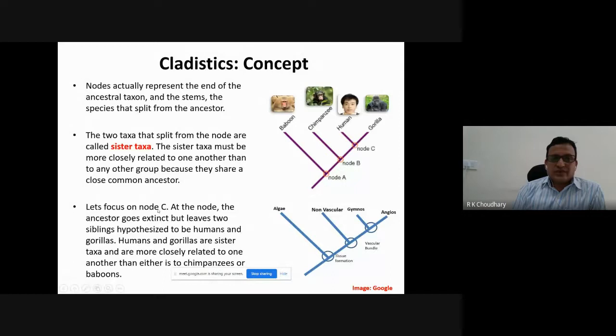So now focus on node C. At the node, the ancestor goes extinct but leaves two siblings hypothesized to be humans and gorillas. Humans and gorillas are sister taxa and more closely related to one another than either is to chimpanzees or baboon. So if I ask you, is gorilla most closely related to baboons or to humans, your answer should be humans. Same way, if I ask you, are angiosperms related most closely to gymnosperms or to algae, your answer should be gymnosperms.